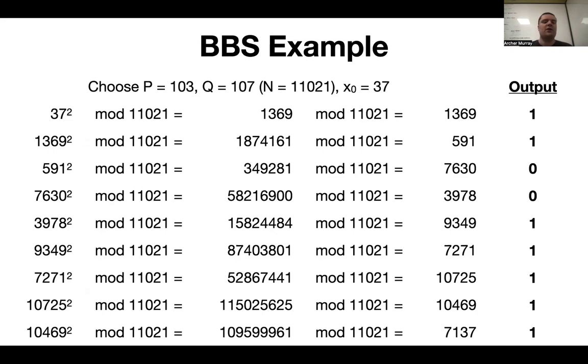Then for the next output, we take 1369 squared mod 11,021, and we get 591, which is also odd, so we output a 1. Then for the next one, we do 591 squared mod 11,021, and that gives us 7630. This is even, so we output a 0. And we continue like this. So in this case, we get the output 1100111111. I did run this out further, and it turns out with these primes and this initial value, the outputs end up repeating after every 104 cycles. Of course, with large primes, you're going to get a cycle length much, much, much longer than that.